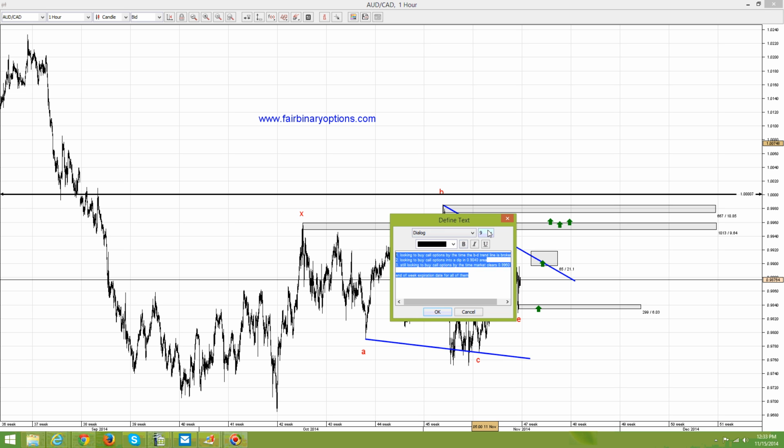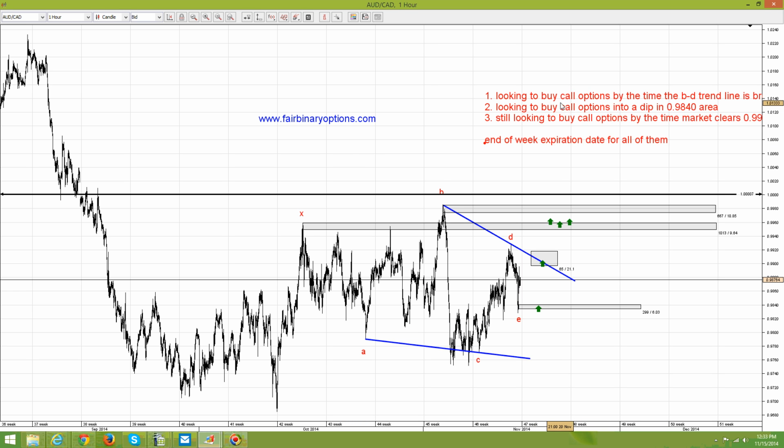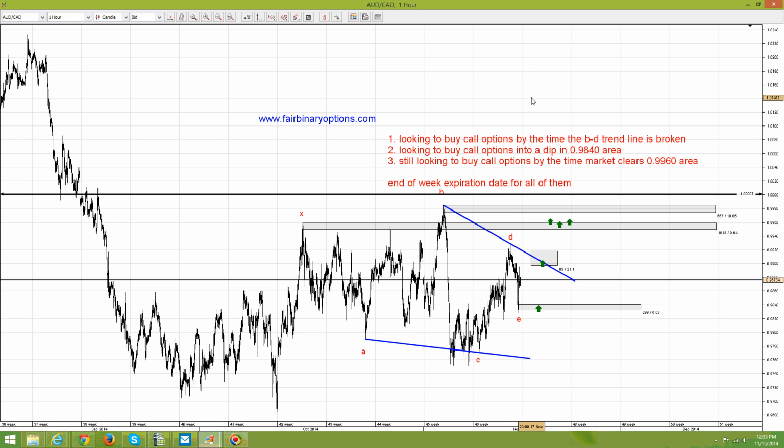Let's make it a bit bigger so that everyone can see our trading plan on the Australian dollar and Canadian dollar for next week.